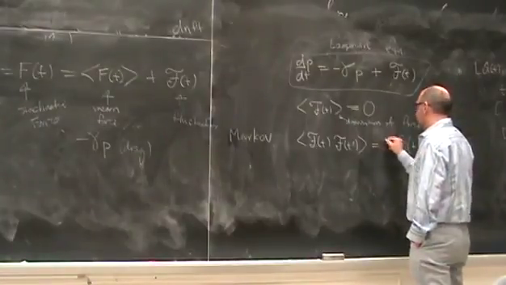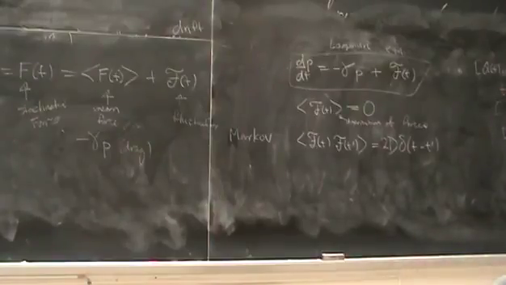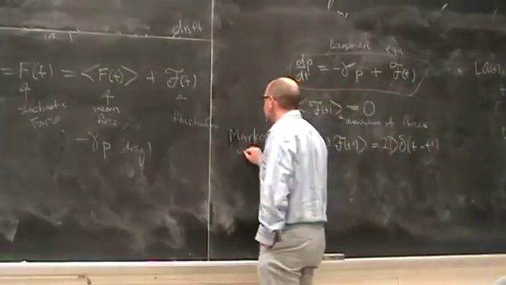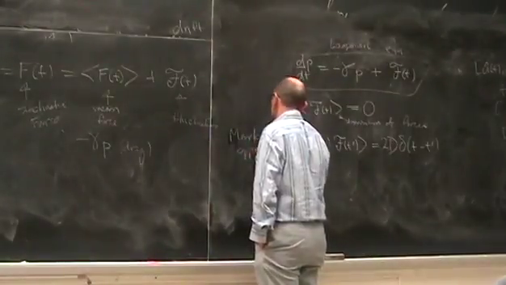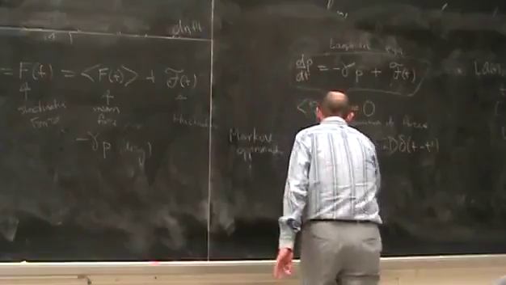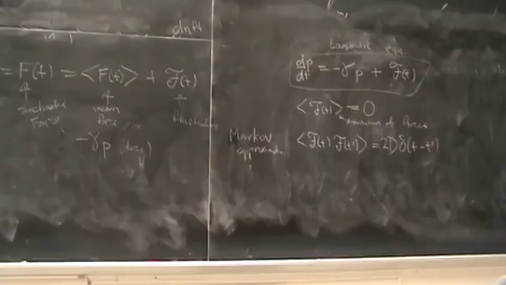And the strength of the delta function is traditionally called 2D, for reasons that will maybe become clear in a moment. We saw 2D earlier. Okay, so that's the Markov approximation: delta correlation in the Langevin force. Well, now we can solve these equations on average. At least we can solve for some of those things.